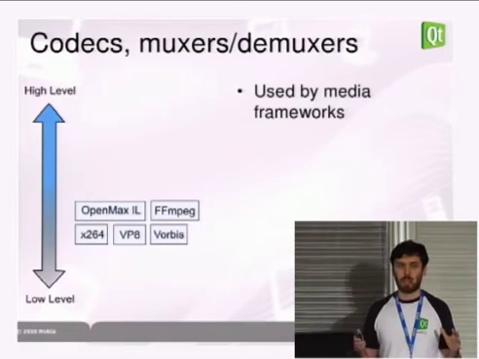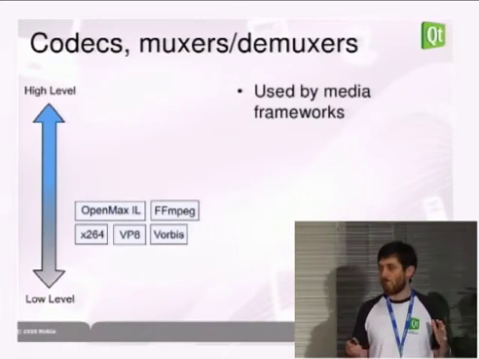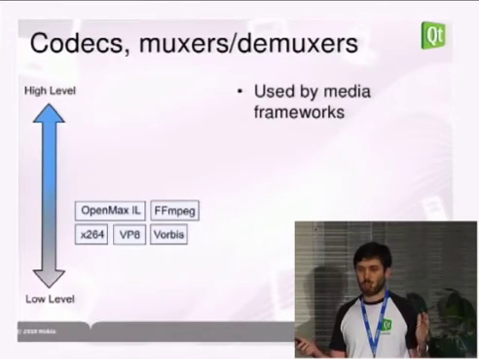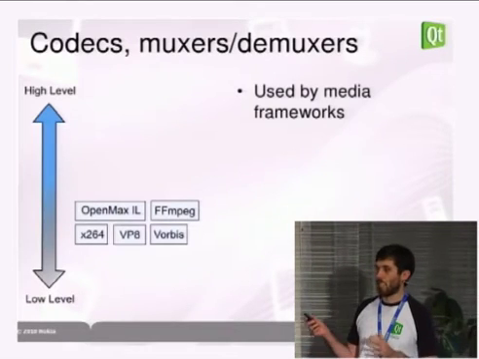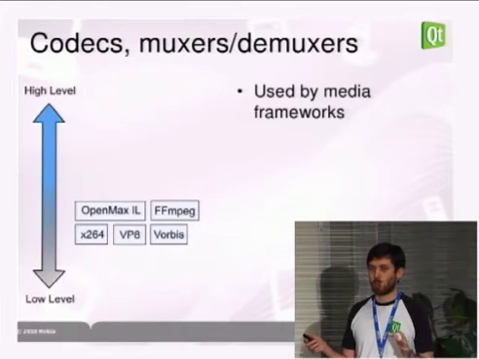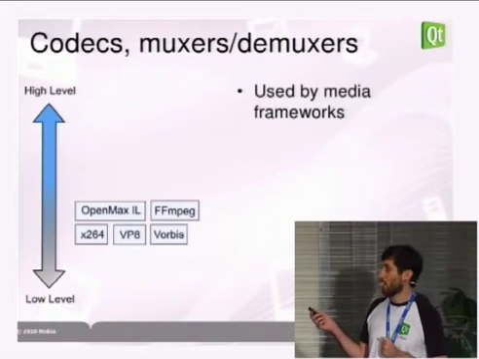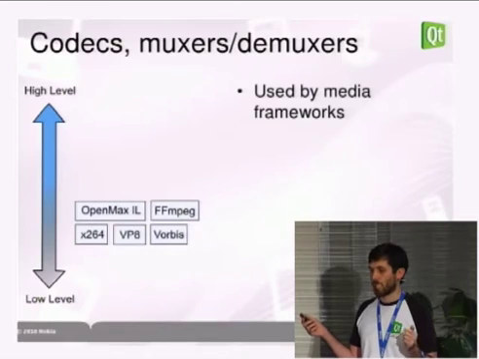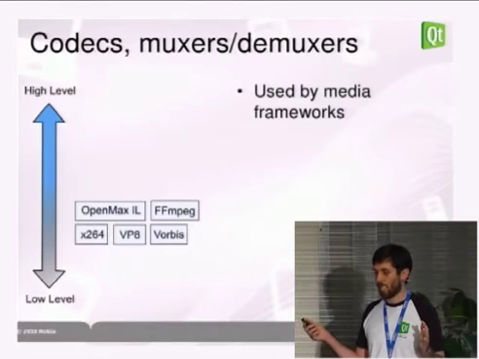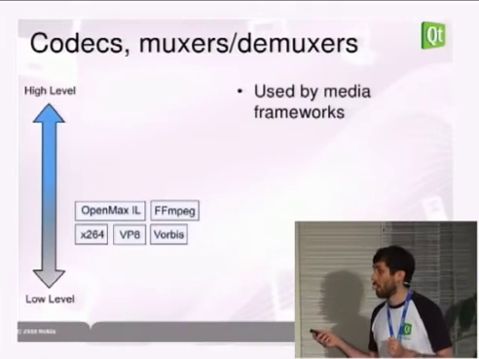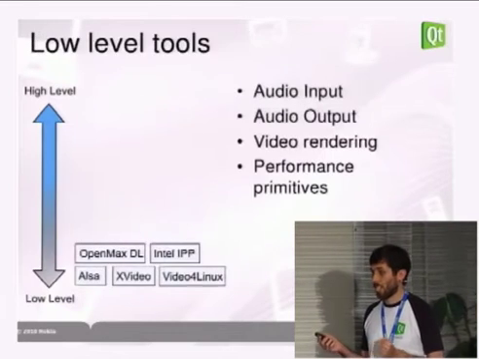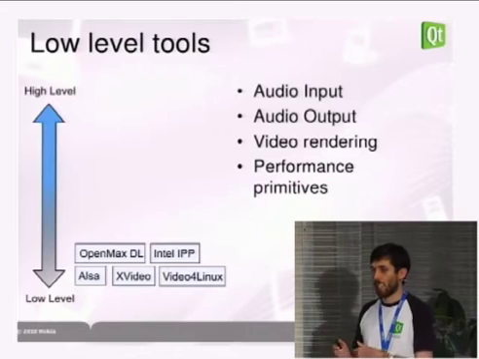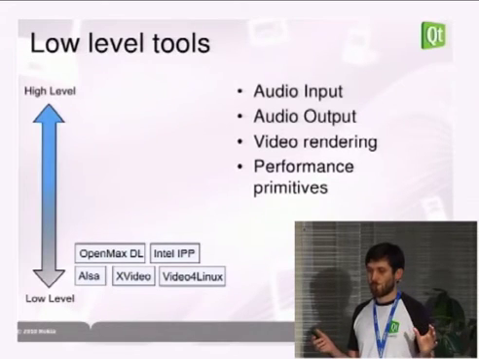And on a lower level, we can select some building blocks like codecs, muxers, demuxers, maybe some complex tool for data rendering. Those tools are, in most cases, not used by the application directly, but via a media framework or those high-level tools. An example is FFmpeg, an amazing project with a large set of codecs and containers support. It's highly optimized. And OpenMAX IL and different separate codecs. And on a lower level, it's also possible to select some performance primitives to be used by codecs, for example.